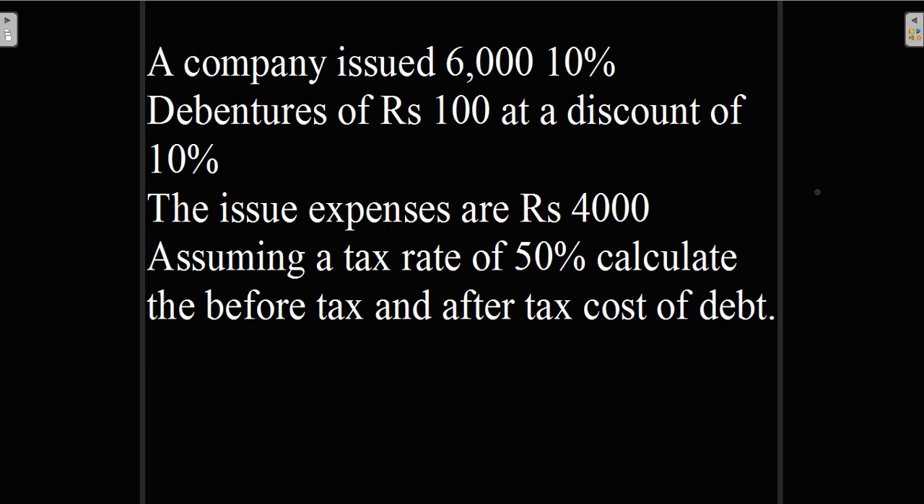We'll see one more sum. A company issued 6,000 10% debentures of rupees 100 at a discount of 10%. So this time the company is issuing debentures at a discount of 10%. The issue expenses is 4,000. Tax rate 50%. Now let's see how to calculate the before and after tax cost of debt.